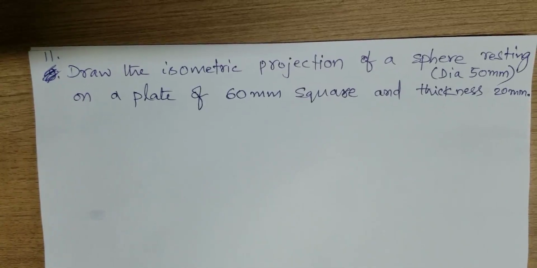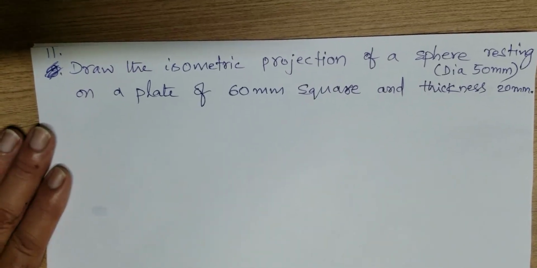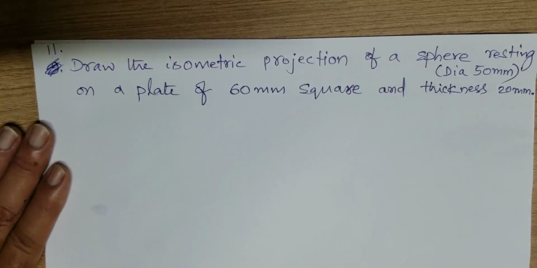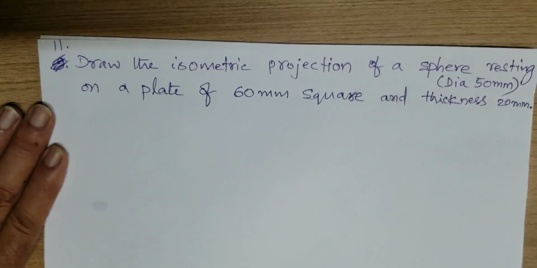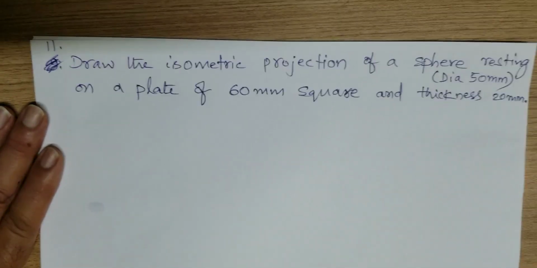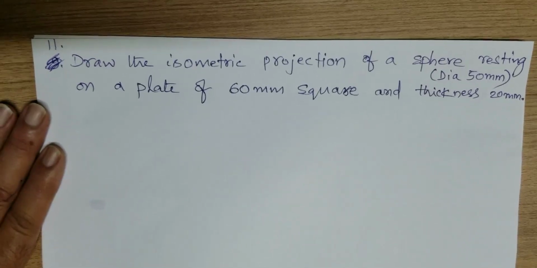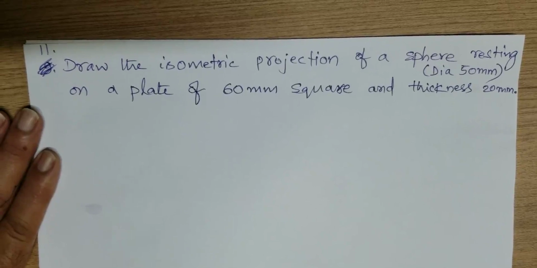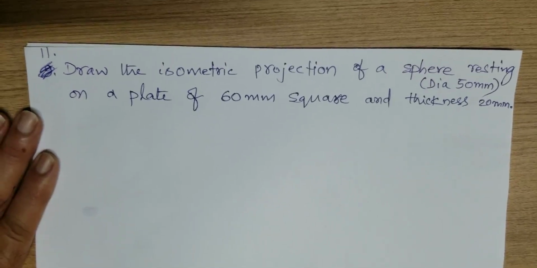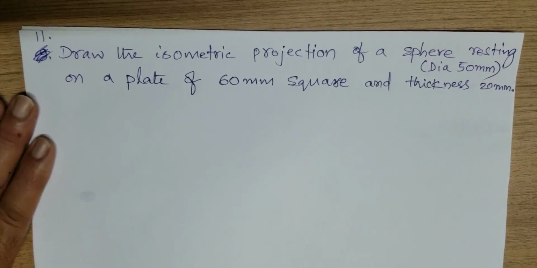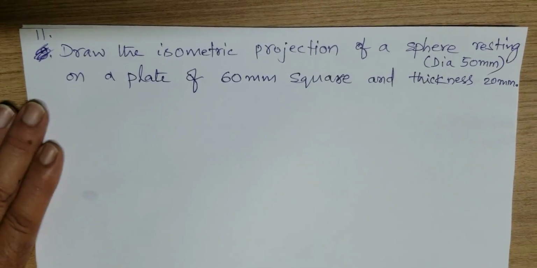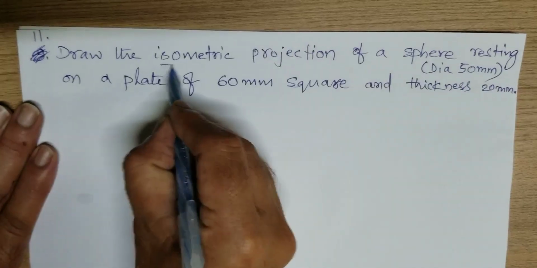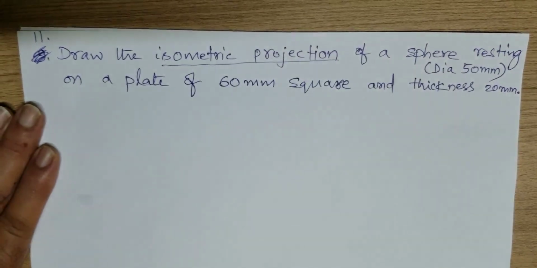Now we are having the 11th question in isometric projections and isometric views. This reads like this. Draw the isometric projection of a sphere of dia 50 mm resting on a plate of 60 mm square and thickness 20 mm. So just see, for the previous question and this question I am asking you to draw isometric projection, not view.